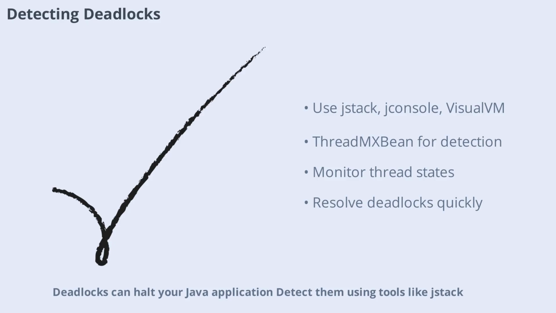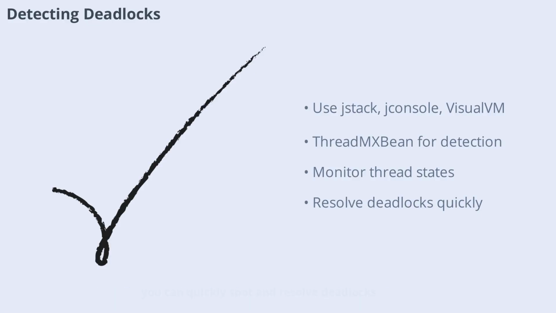Deadlocks can halt your Java application. Detect them using tools like jstack, JConsole, and VisualVM. Programmatically, ThreadMXBean's findDeadlockedThreads helps identify deadlocked threads. By monitoring thread states and using these tools, you can quickly spot and resolve deadlocks, keeping your application running smoothly.